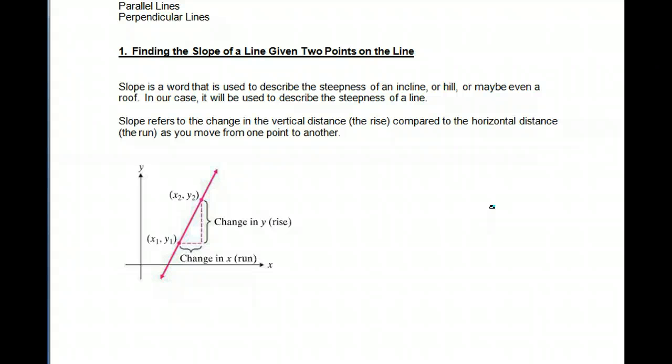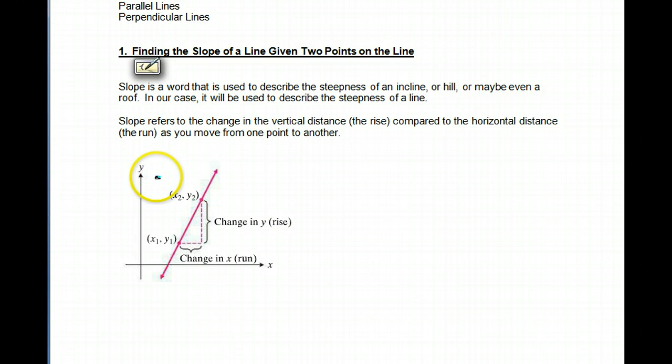So our first topic is finding the slope of a line given 2 points that lie on the line. Now, slope is a word that's used to describe the steepness of an incline or a hill or maybe even a roof. That's probably how you are most familiar with that term. In our case, for the purposes of algebra, it's used to describe the steepness of a line. It's going to describe how quickly your line is rising or how quickly your line is falling.